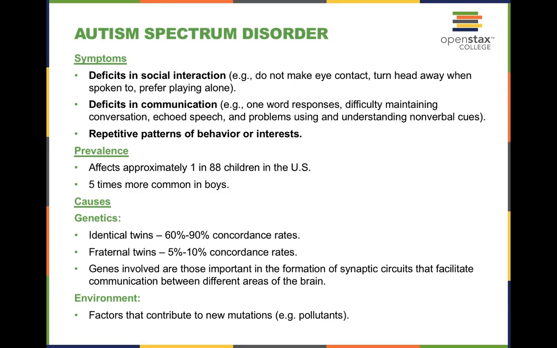Now, the genes involved are those important in formation of synaptic circuits that facilitate communication between different areas of the brain, and some environmental factors that may influence this are pollutants during either pregnancy or shortly thereafter with giving birth. And that's why prenatal care is so important and to be mindful of what's going into the body.